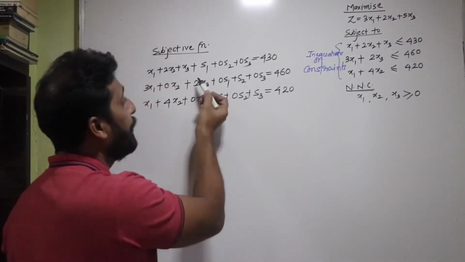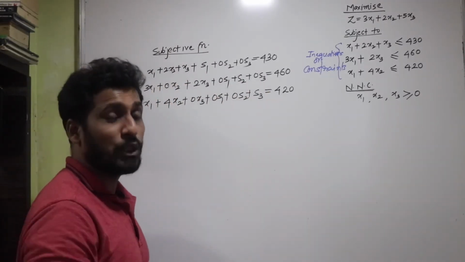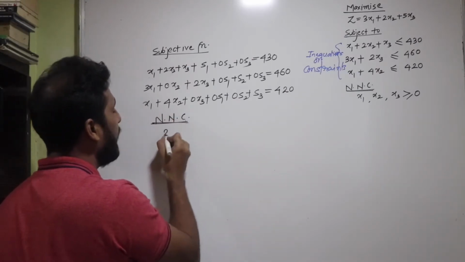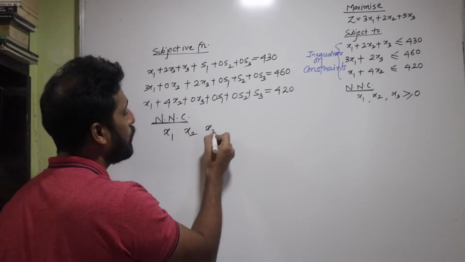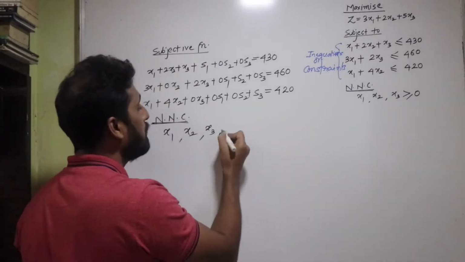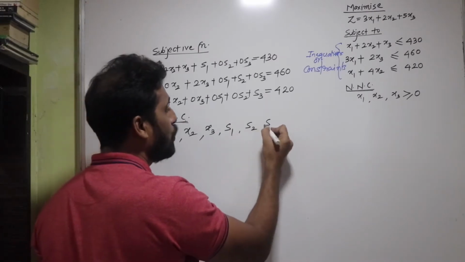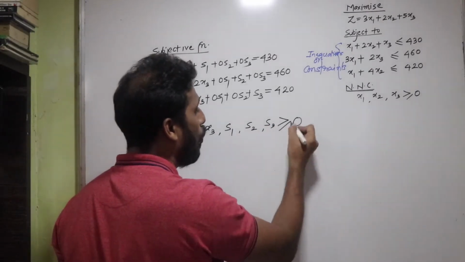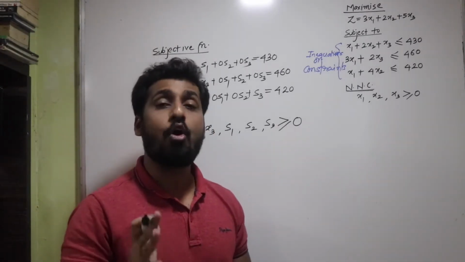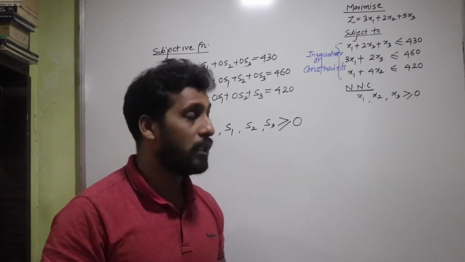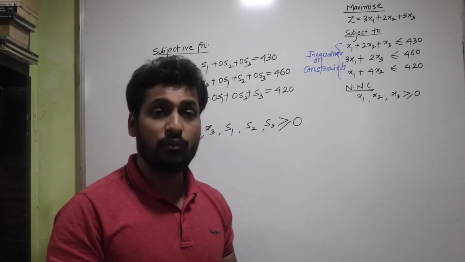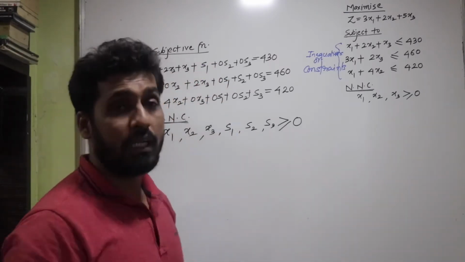Obviously I have introduced three slack variables over here, s1, s2 and s3. So I should be taking care of the non-negative constraints, calling them x1, x2, x3. They are all greater than or equal to 0, and the slack variables s1, s2 and s3 are also greater than or equal to 0. You remember that x1, x2 and x3 are called the decision variables, whereas s1, s2, s3 are nothing but the slack variables which have been added to the three subjective functions.